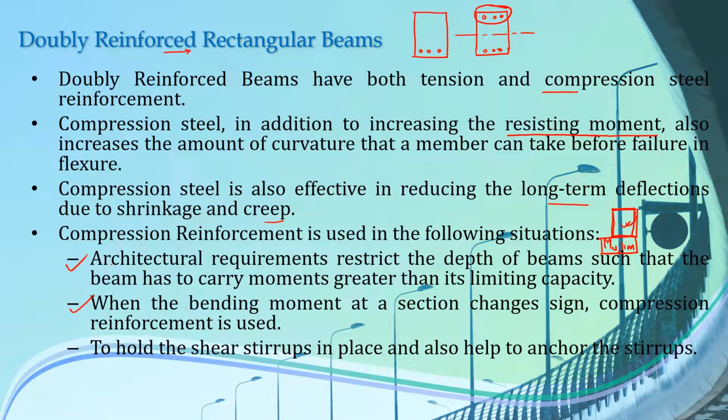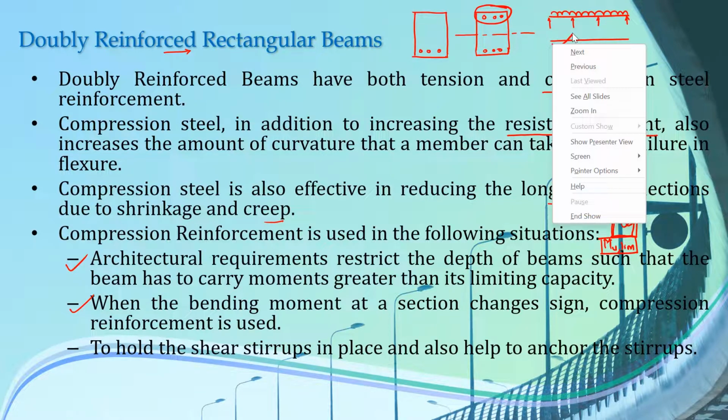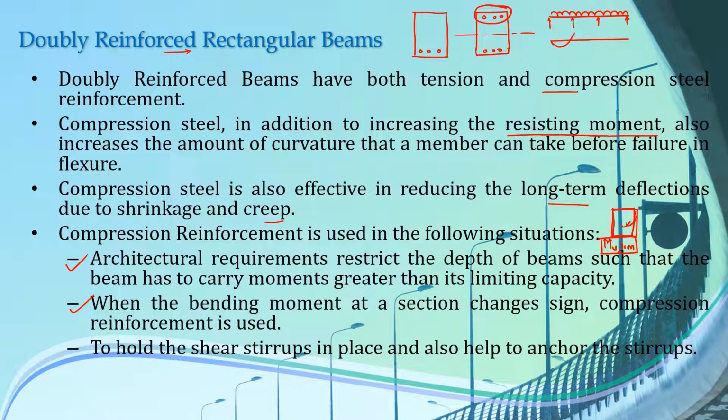Also, compression reinforcement can be used when the bending moment at a section changes sign. For example, suppose this is a continuous beam with some amount of uniformly distributed load, and these arrows represent the reaction forces at the various support points. If we draw the bending moment diagram of this continuous beam, we will find that at these support points, negative bending moments arise. This shaded portion represents the negative bending moment, and at these points, the bending moment changes sign. So at these places in our beam, we can use compression reinforcement. This is an example of a continuous beam where the bending moment changes sign and there is negative bending moment in these areas.